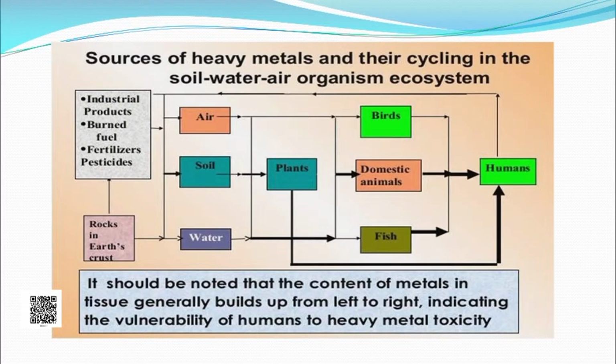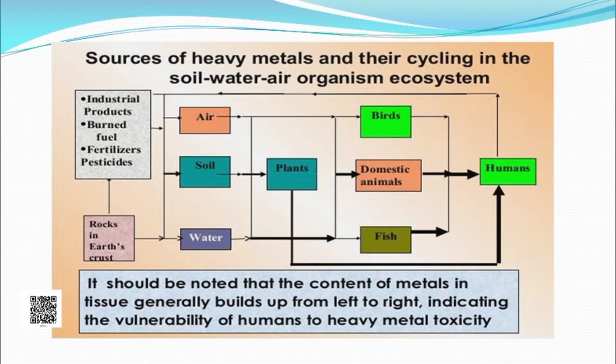Heavy metals enter the air, soil and water through various processes including industrial activities, fuel combustion, agriculture practices such as the use of fertilizers and pesticides, and the natural weathering of rocks in the earth's crust. This results in environmental contamination.